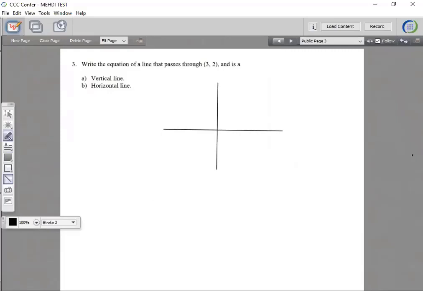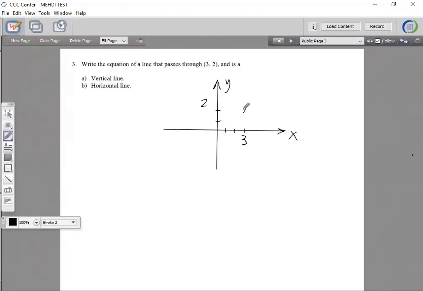If we look at the x and y axis here, if this is the y axis and this is the x axis, let's locate point (3, 2). So I'm going to go on the x axis 3 units. On the y axis, I'm going to go 2 units up.